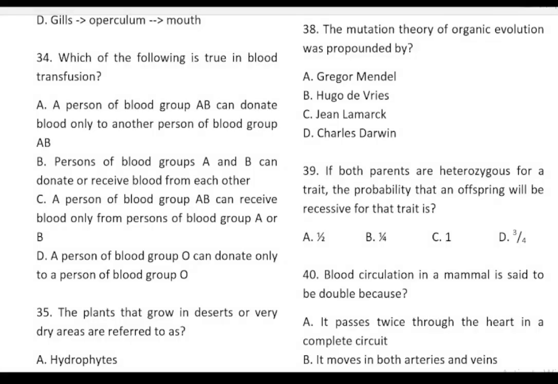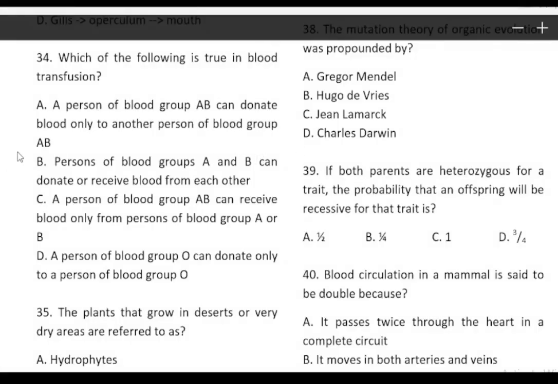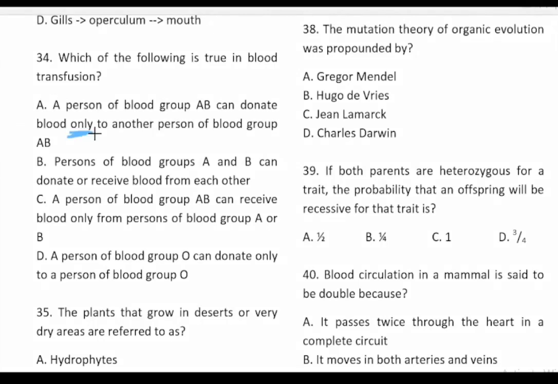So looking at this question now, it is asking which one is true. A: A person of blood group AB can only donate to another person that has blood group AB. AB cannot donate to any other blood type. So A is absolutely correct. B: Persons of blood group A and B can donate or receive blood from each other. No. A here has antigen A and anti-B antibody, and B here has antigen B and anti-A antibody. These two blood groups cannot donate blood to each other because they have antagonistic antibodies.